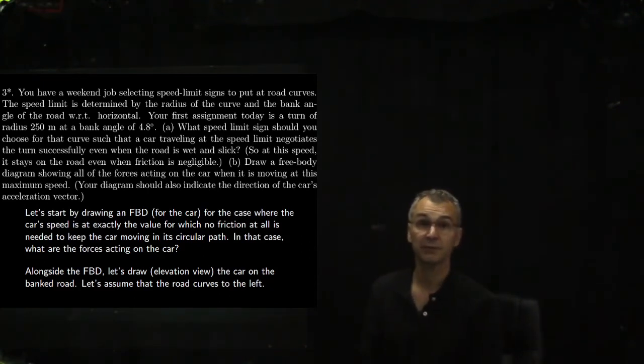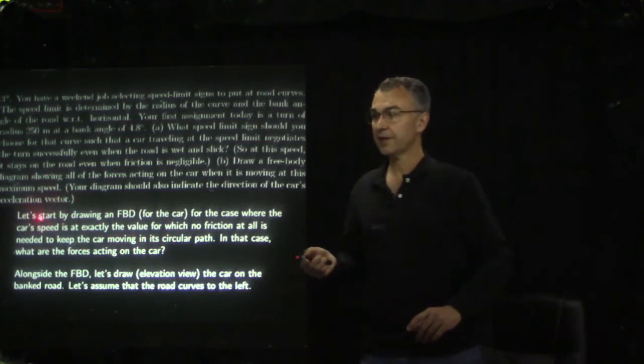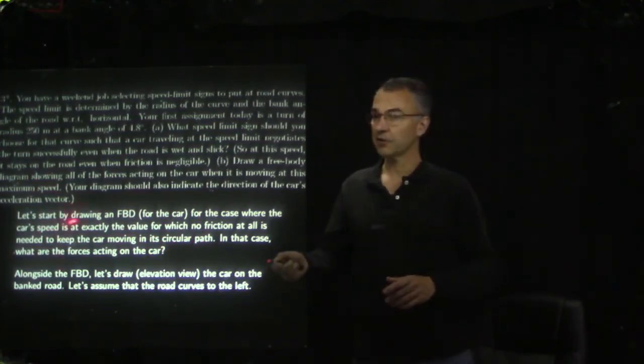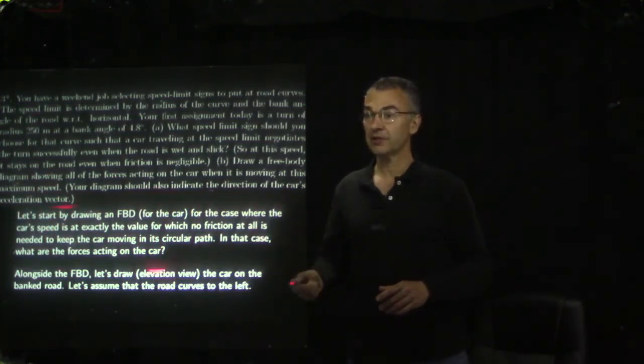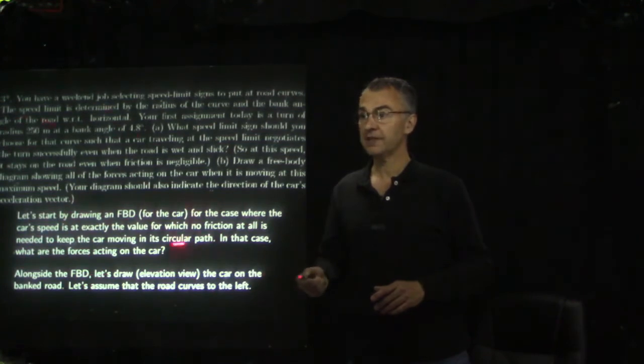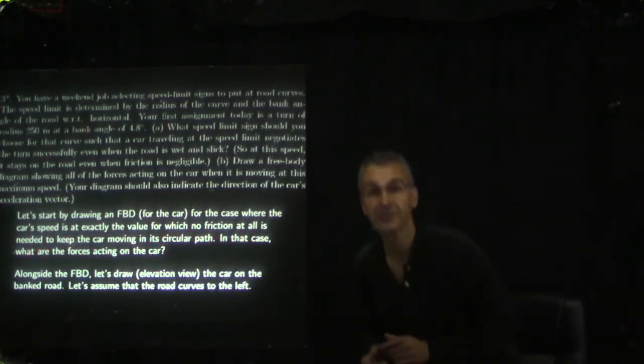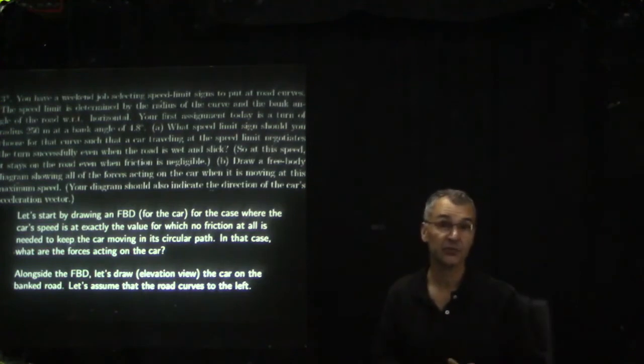This is an interesting problem. Let's start by drawing a free body diagram for the car, for the case where the car's speed is at exactly the value for which no friction at all is needed to keep the car moving on its circular path. In that case, let's figure out what the forces are acting on the car. Actually, in that case, there is no friction.